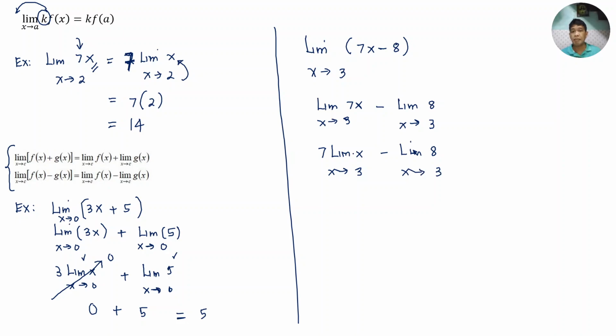So, the limit of x as x approaches 3 is simply 3. So, substitute lang natin yon. So, magiging 7 times 3 minus 8. And that gives us 21 minus 8, and 21 minus 8 is equal to 13. So therefore, the limit of 7x minus 8 as x approaches 3 is equal to 13.